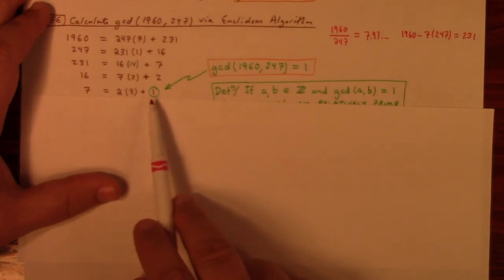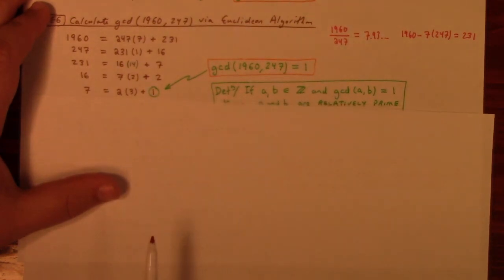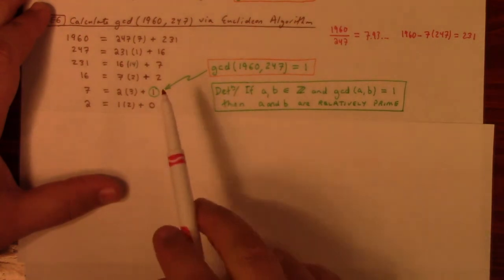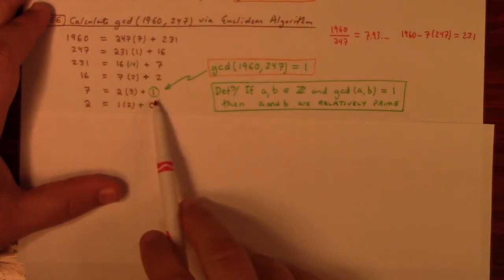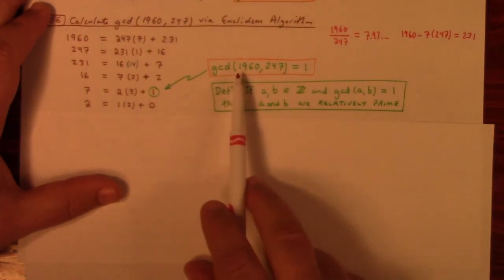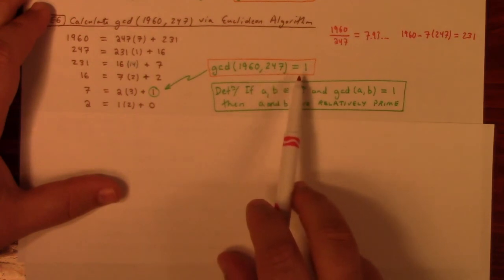When you get to 1, that's it, right? The next remainder is going to be 0. And so the last non-zero remainder is the GCD. So the GCD of 1960 and 247 is 1.